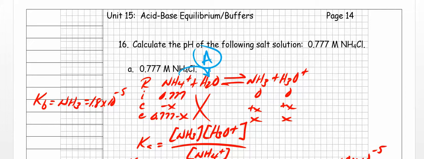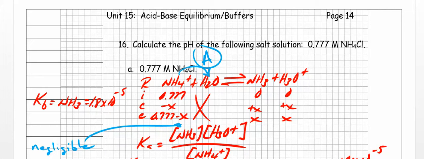So now let's fill in our table. 0.777, nothing for the water, 0 and 0 for the initial products, and for the change, minus x, plus x, plus x. Isn't it beautiful that it's always that? We don't have to worry about that line. And then the equilibrium line is going to be 0.777 minus x. We'll call this minus x negligible. We've got an x and an x on the NH3 and the H3O plus respectively.